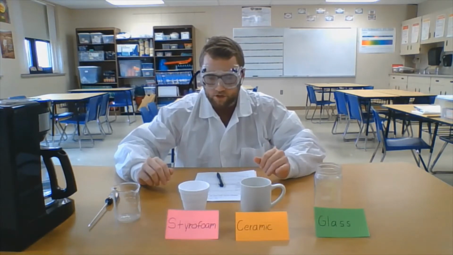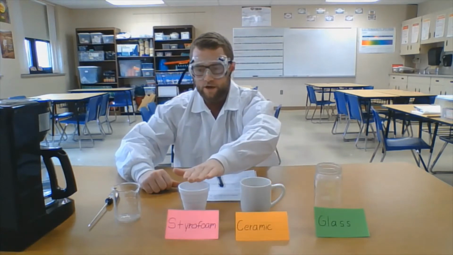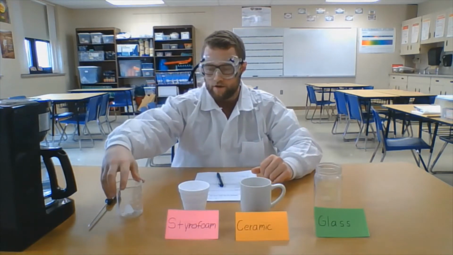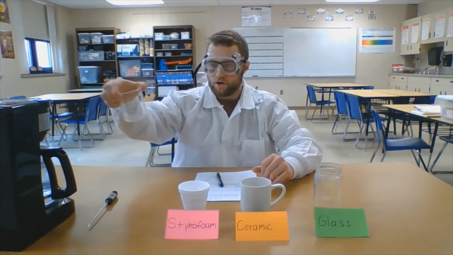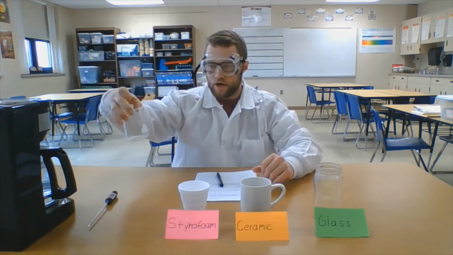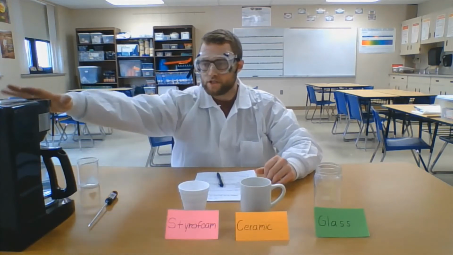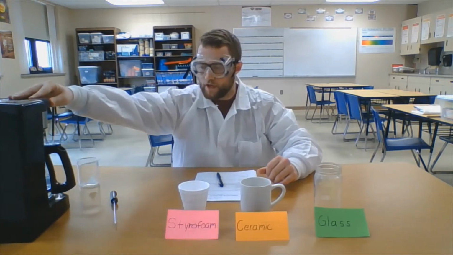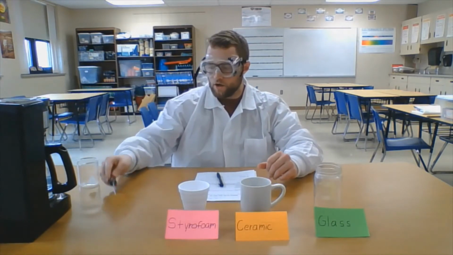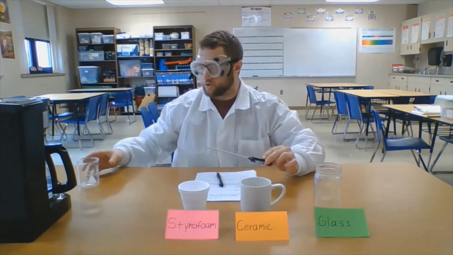And we're going to gather our materials. I've already done so. We have a glass cup, a ceramic cup, a styrofoam cup. We have our graduated cylinder here to measure out 100 milliliters of water. And we have our trusty coffee pot of science, which is going to supply us with our hot water. And of course, we have our thermometer in order to test the temperature of the water.